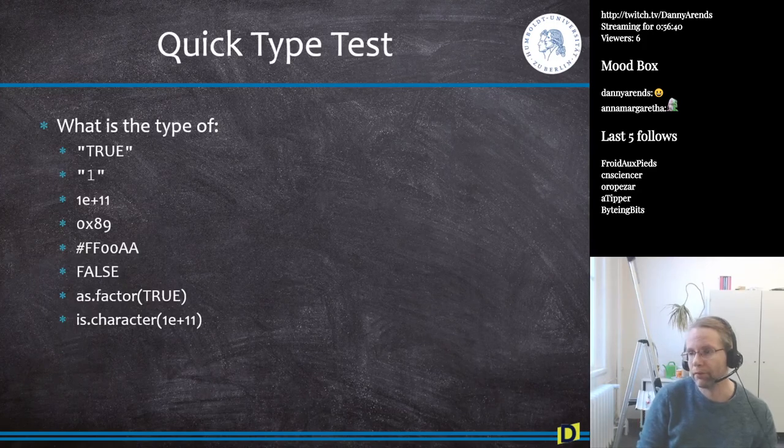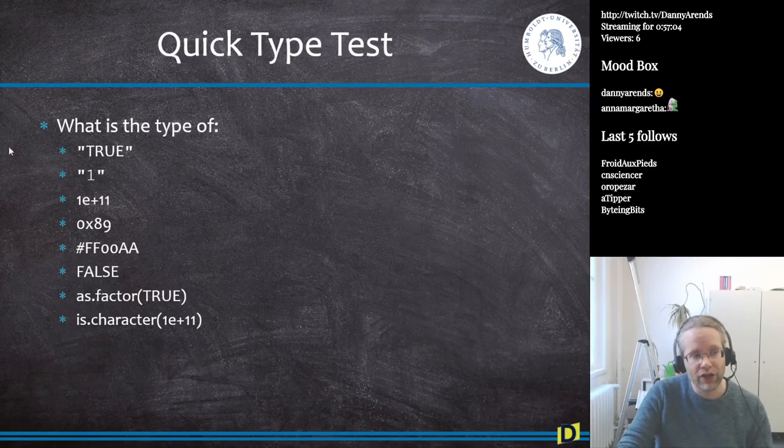And logical. Yes, that is the trick in the trick question. Because it is surrounded by double quotes, it's a character. Everything surrounded by double quotes is a character. So this is a character value. String, yeah. In other languages, you would call it a string value, but in R, you call it character. All right, so the same thing holds for the second one. Also a trick question. It's not a numeric value. It is, again, a character value.